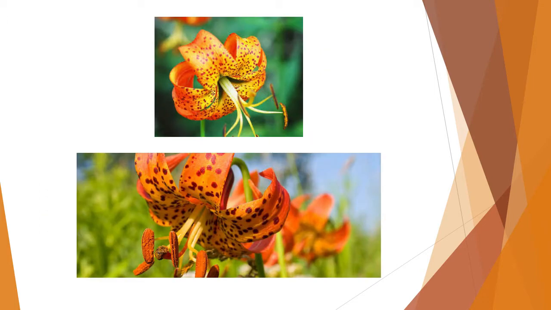The petals of the Turk's cap lily will change color over time from a bright yellow with brownish red spots, which you see in the top picture, and then they will slowly over time change into the final color of a fiery reddish orange with brown spots, which you can see from the lower picture.